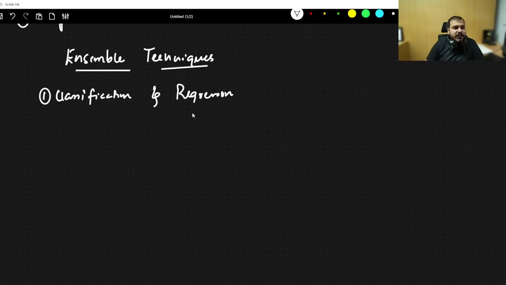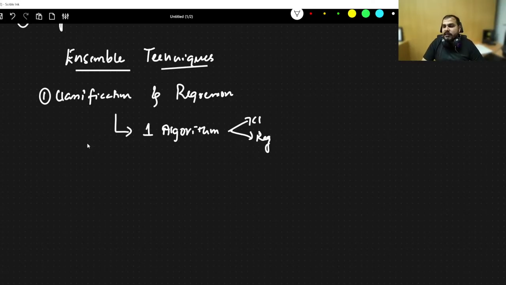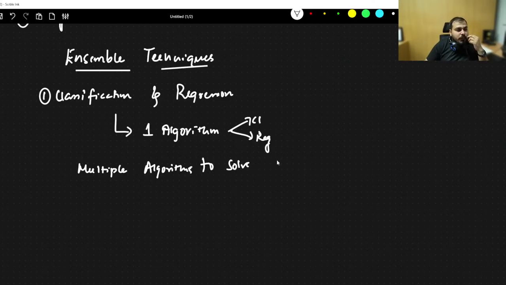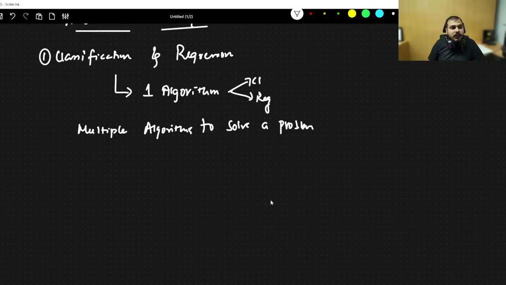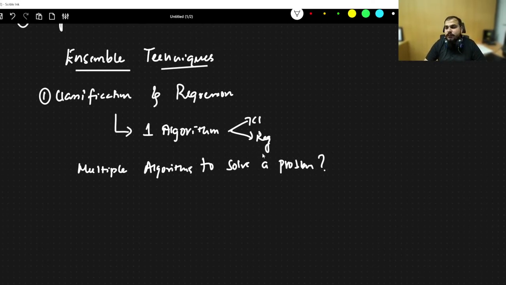Now, with respect to classification and regression problems, whatever algorithm we were discussing, there was only one algorithm at a time, and we were trying to solve either a classification or a regression problem. Till now, we have learned in this particular way. Now, the next thing is, can we use multiple algorithms to solve a problem? I will definitely say yes, we can, because we are going to use something called ensemble techniques there. Now, what are ensemble techniques?